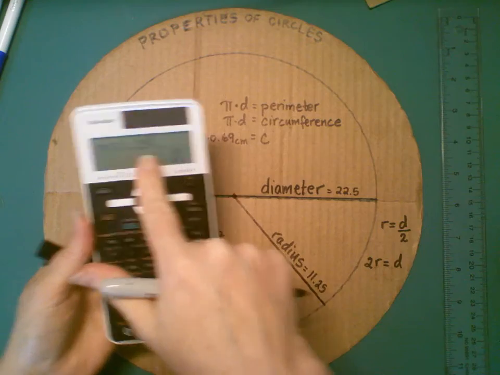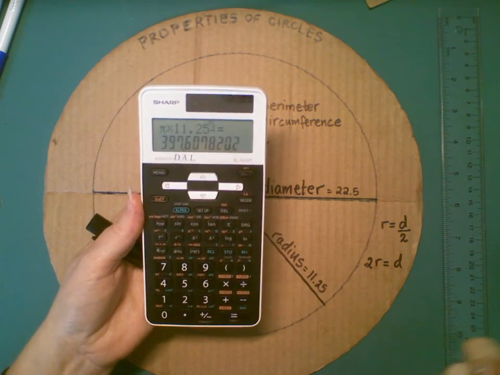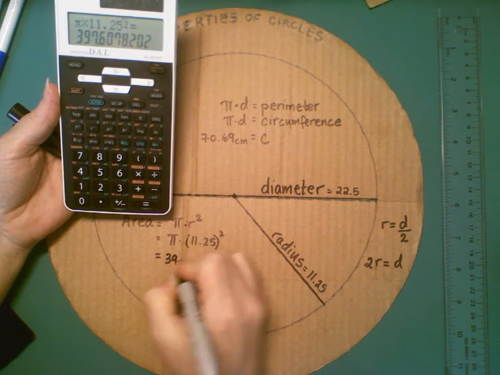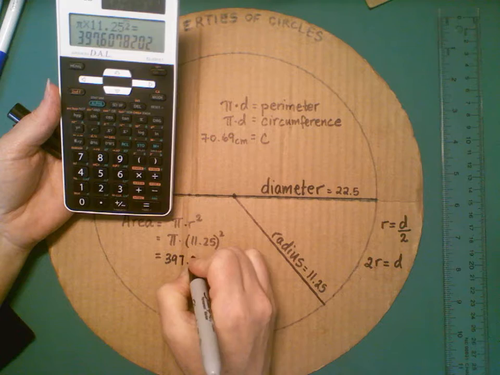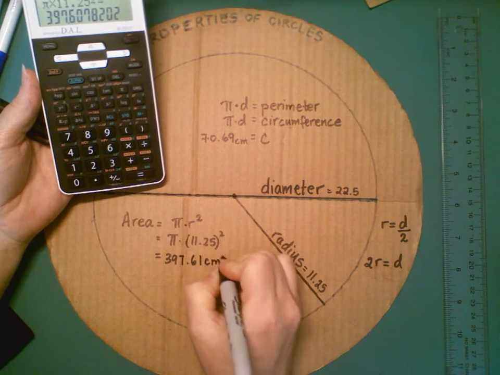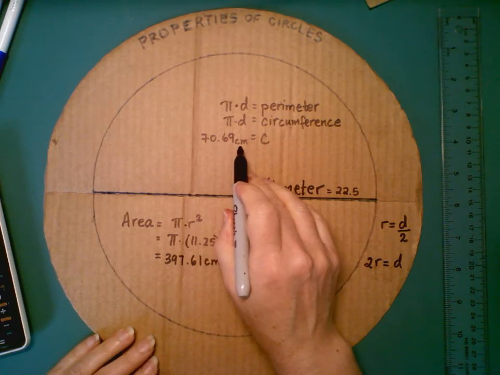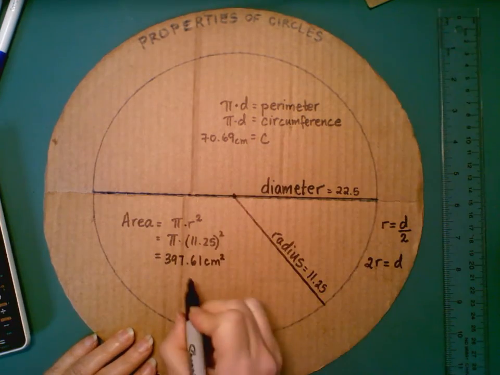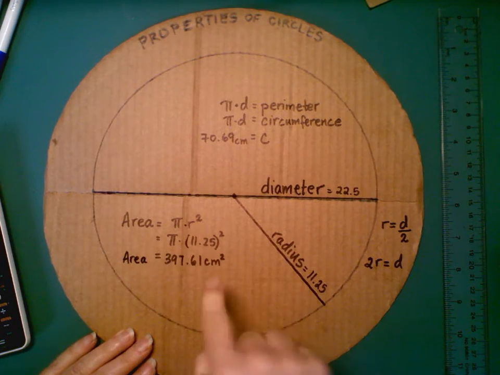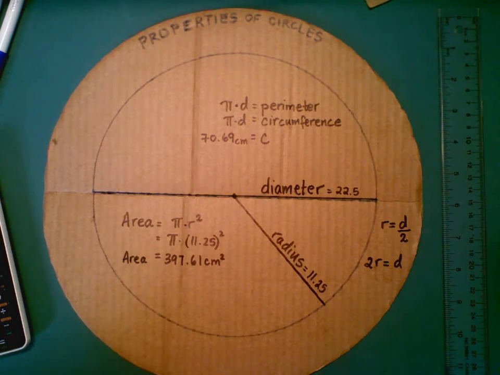And I have a squared button, so it looks like this. So my area is 397.61. I'm rounding up, centimeters squared in this case. So notice that when I was doing circumference, it was centimeters. And when I'm calculating area, it is centimeters squared because it is indicating two-dimensional area.